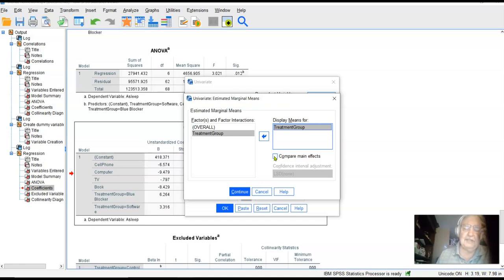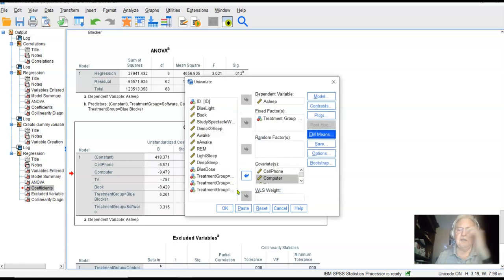And just like in regression, when you look at TV minutes, it's after you've controlled for cell phone, computer, and book. In this case, when we look at treatment, it's after we've controlled for cell phone, computer, TV, and book. And so we're going to compare the main effects using least squares, but we could do a Bonferroni if we wanted to. But we're just going to keep it at least squares.